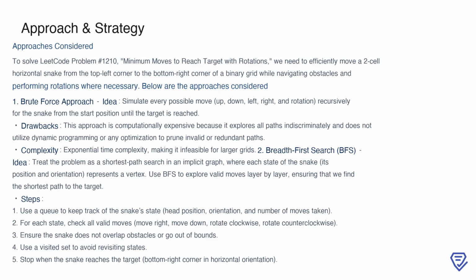On the other hand, we also considered a breadth-first search, or BFS, approach. Treating the problem as a shortest path search, BFS represents each state of the snake, its position and orientation, as a vertex in an implicit graph. By exploring all valid moves level by level, BFS ensures the shortest path to the target is identified. Key steps include maintaining a queue to track the snake's state, validating potential moves, avoiding obstacles and boundaries, and using a visited set to avoid revisiting states. The process terminates once the target position is reached with the snake in a horizontal orientation.